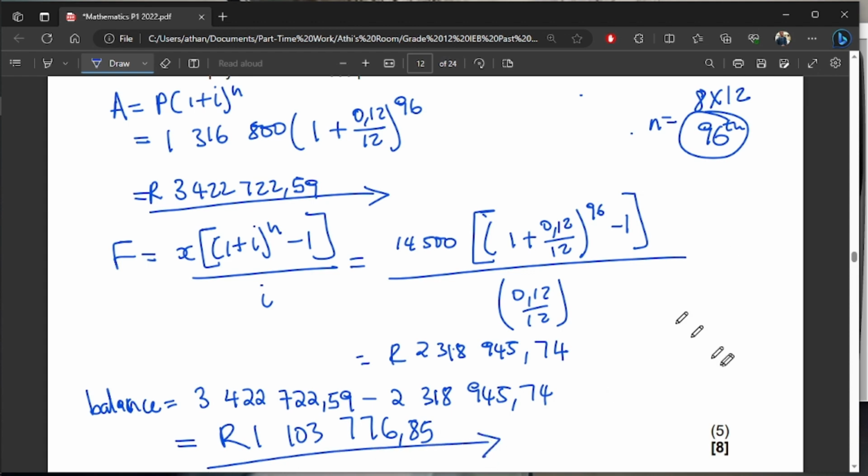That's the balance amount. If you didn't understand, please pause the video, go start afresh, and then come back to continue.